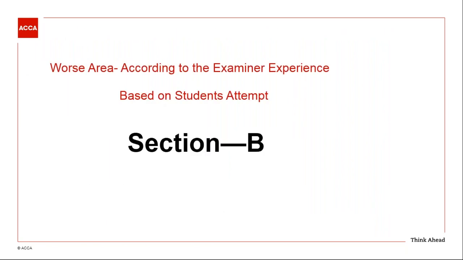Next, we discussed that section B is the worst area for the students, because examiners said in their article that section B is a very critical area in which students are always lacking. So we have to focus on section B, and we are focusing on it.